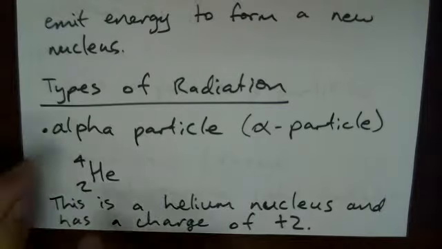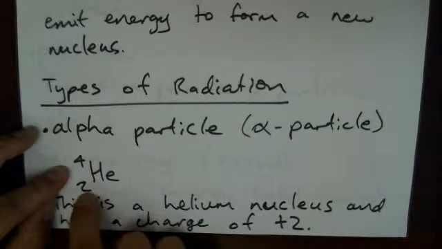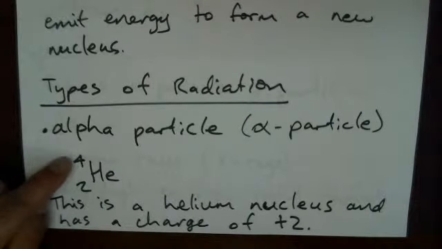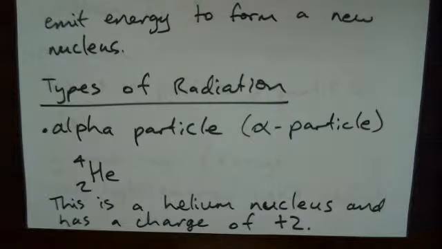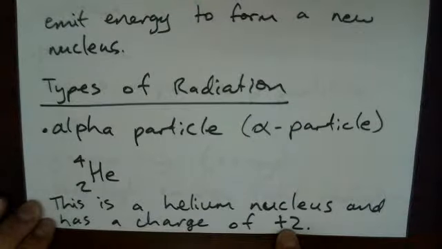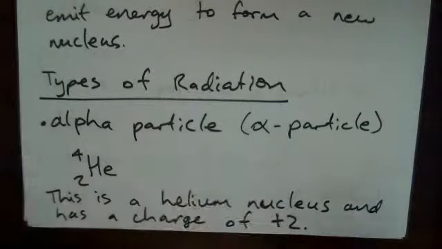Different types of radiation are alpha particles, firstly, which are basically a helium nucleus. So the helium nucleus is composed of a mass of 4, and it's got 2 protons, therefore it must have 2 neutrons. So a helium nucleus is 2 protons and 2 neutrons. And because we're just talking about the nucleus, there are no electrons around it. So this has actually got a +2 charge. We don't worry about writing that here, but the helium nucleus has got a +2 charge because the 2 electrons are removed.